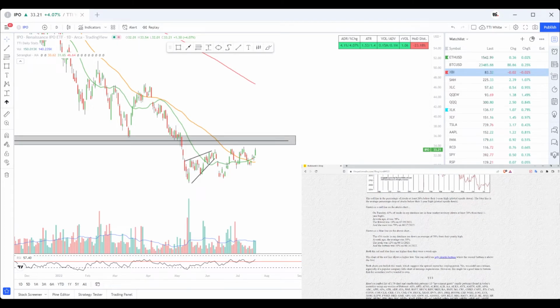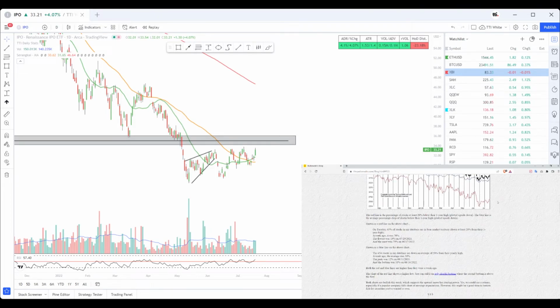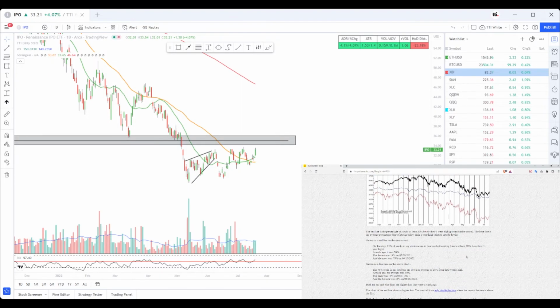He ends his little thesis here with the chart on the red line shows a higher low. Anybody that knows technical analysis understands that. You can call it an ugly double bottom where the second bottom is above the first. Sure, why not, Bukowski? Both charts are bullish this week, which suggests the upward move has staying power. Yes, we could see a retrace, especially if a popular company falls short of earning expectations. However, this might be a good time to bottom fish for securities you've wanted to own.